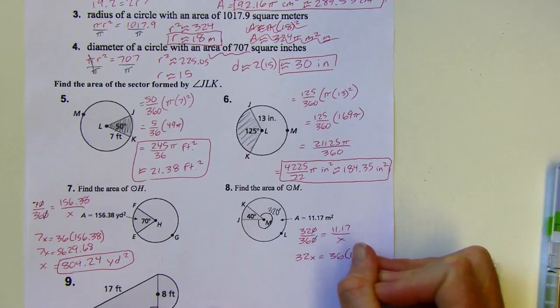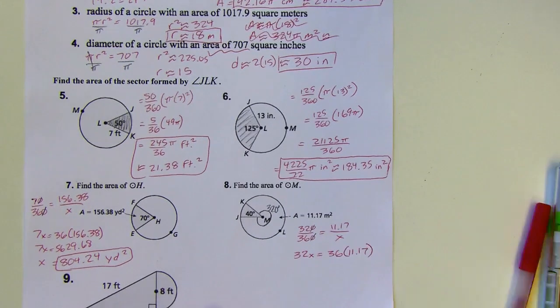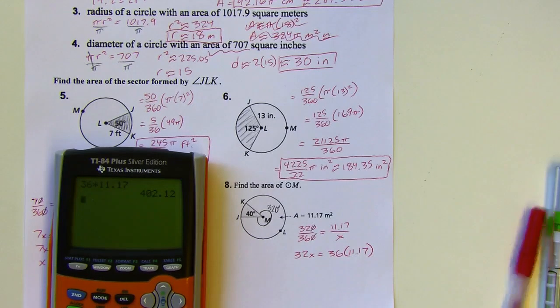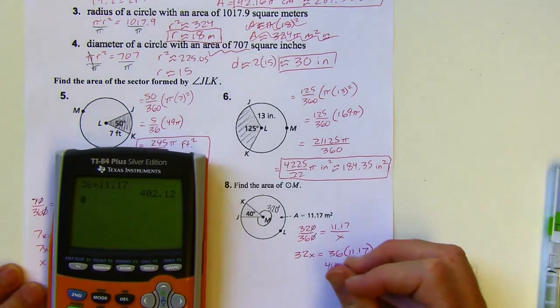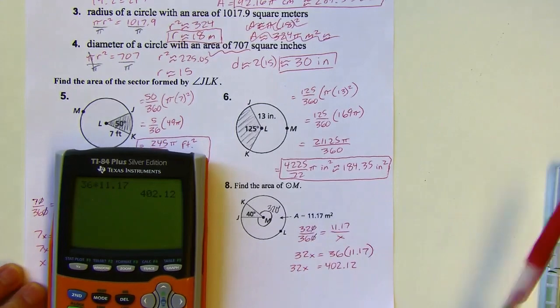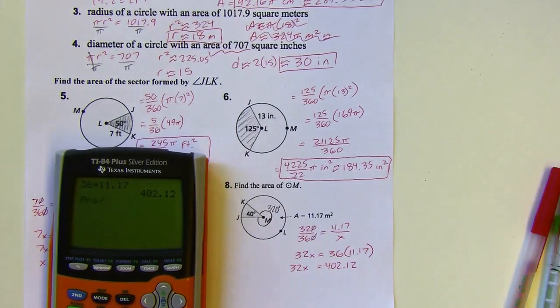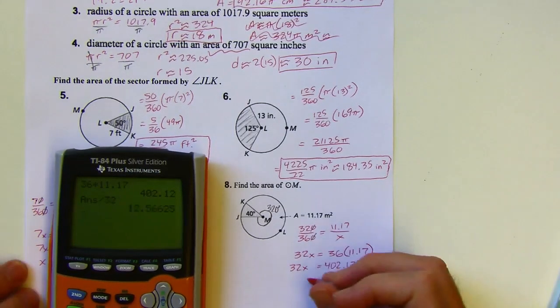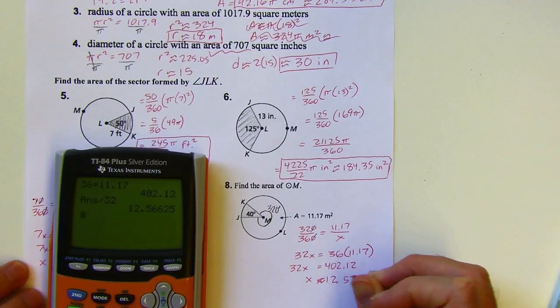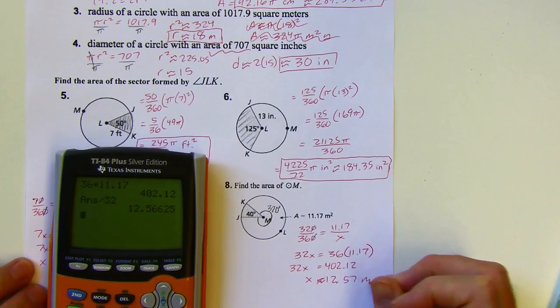But I'm going to use my calculator anyways with that decimal. So let's see. Divide by 32, and you get 12, well, I'm going to round this to the nearest hundredth, 12.57 square meters.